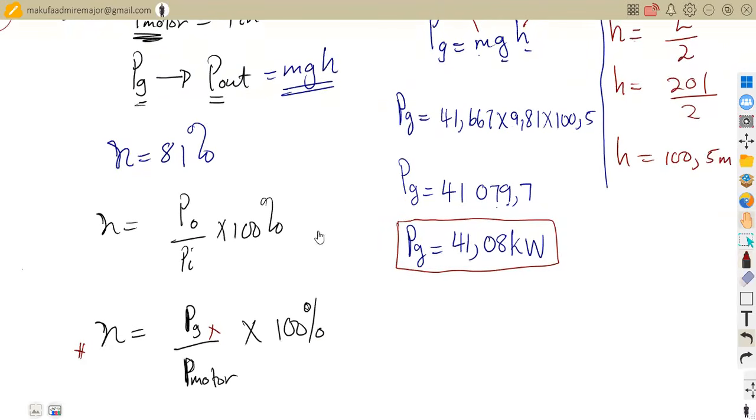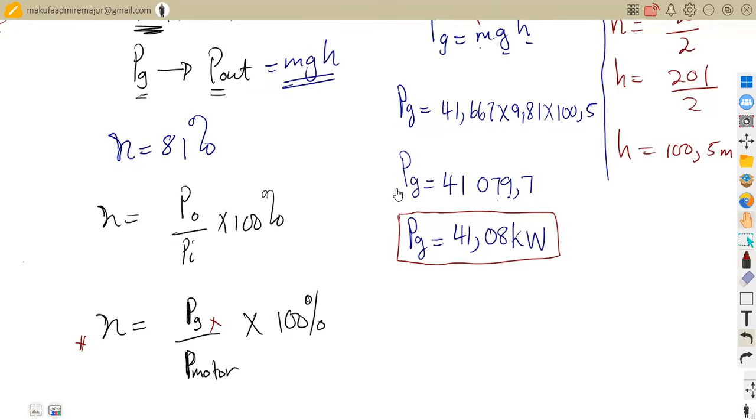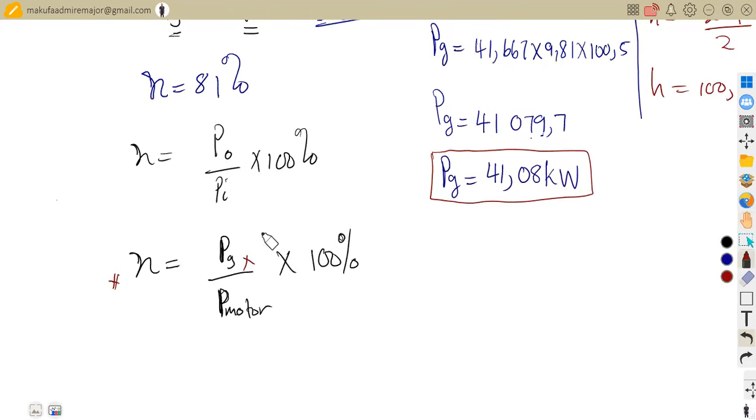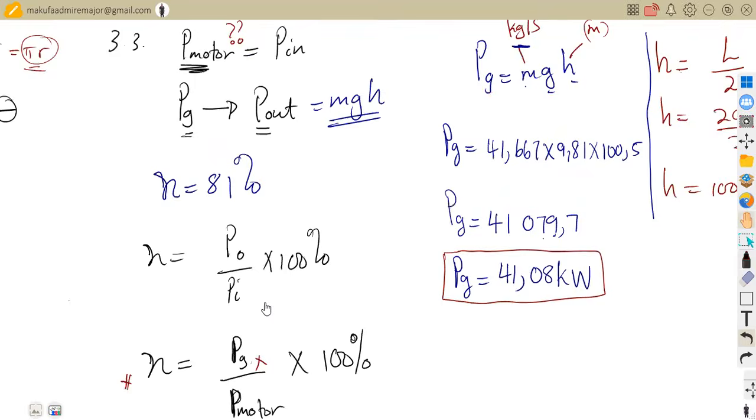And we formulated at the end our formula using efficiency and so forth. So with efficiency being 81%, we can substitute our efficiency, 81% divided by 100, that's 0.81, is equal to PG, 41.08. Remember, this is in kilowatts. So if you use this in kilowatts, we are going to obtain our answer for the P motor, which is our P in. We shall obtain this in what? In kilowatts. So that was our question. That is how you play with the information.